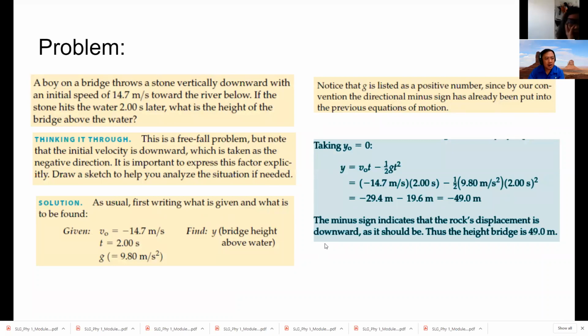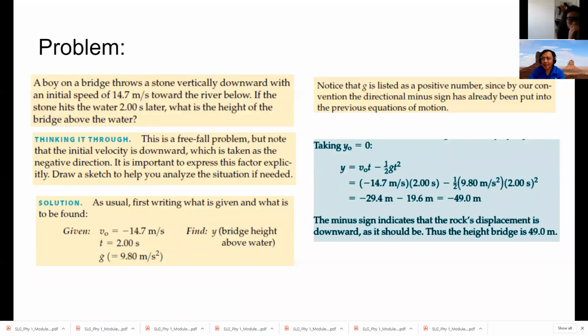So this one: a boy on a bridge throws a stone vertically downward. In this case, be alert with the terms downward and upward because they will give you a sign. If downward, that's negative. Okay? With an initial speed of 14.7 meters per second toward a river below. If the stone hits the water 2.00 seconds later, what is the height of the bridge above the water?